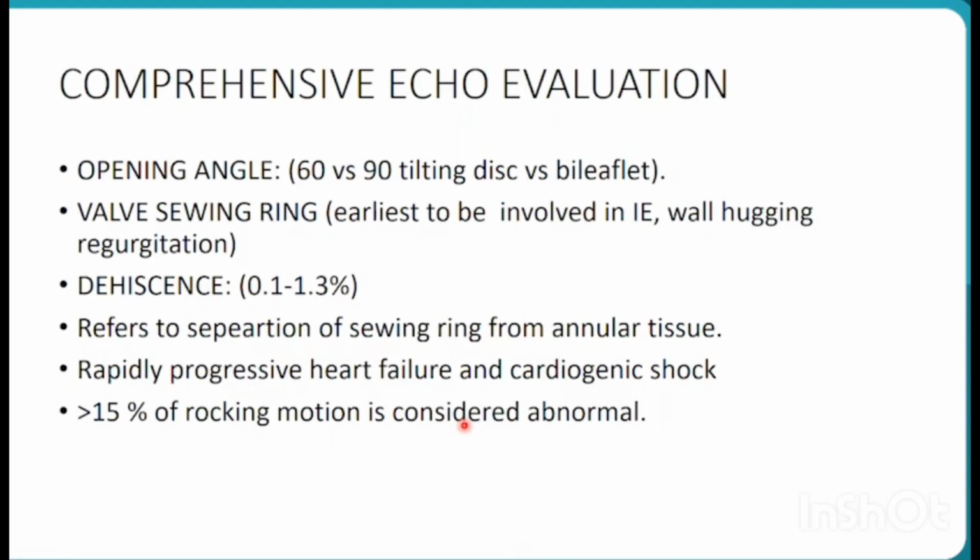So for aortic valve, 15% rocking motion or 15% separation between the annulus as well as the valve is considered abnormal, and that demands stabilization followed by a redo procedure.